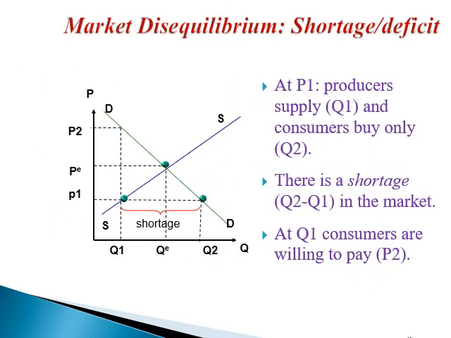This is an example of the opposite. This is supply and this is demand. Market equilibrium is PE. Suppose that the price is below market equilibrium. In that case, at P1, the quantity supplied is Q1 and the quantity demanded is Q2. Q2 is bigger than Q1, which means the quantity demanded is bigger than the quantity supplied. We will have a shortage.